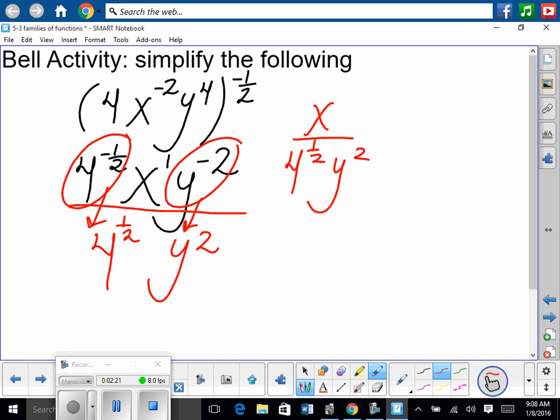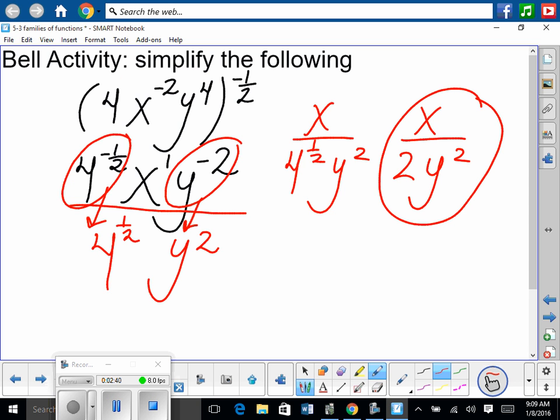Now, if you have a number raised to something, you can simplify it. So type it in. 4 raised to the 1 divided by 2. Everybody should type it in, not look at me. Not 1/2. 2. So what's that? So we have an x on top, a 2 on bottom, y squared. So this would be our final answer.